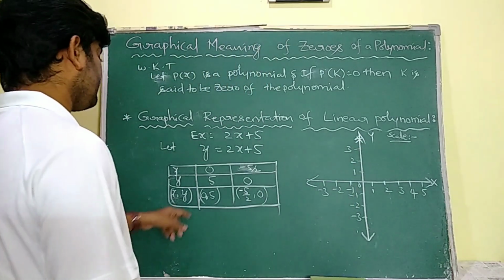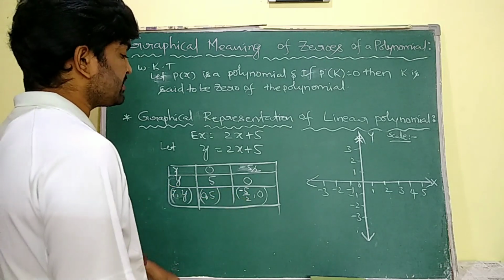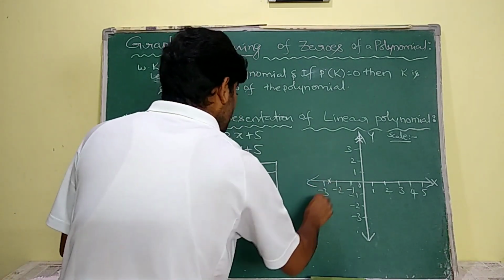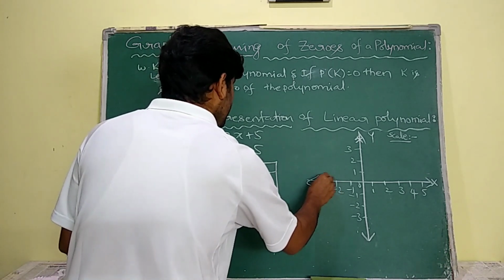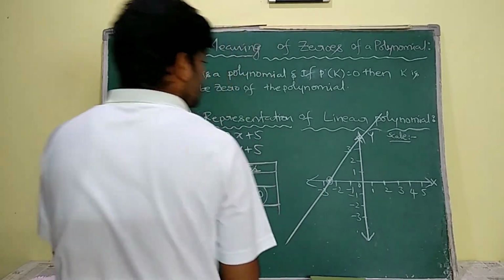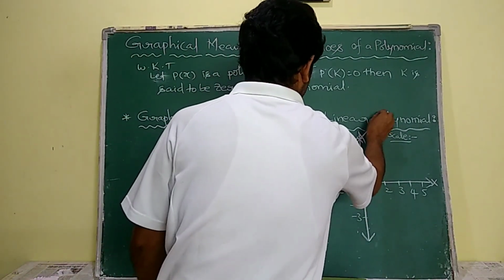Okay, next. After that, (-5/2, 0). -5/2 is nothing but -2.5. So (-2.5, 0) means this point. Now we have to join these two. This gives us the graphical representation of the polynomial.